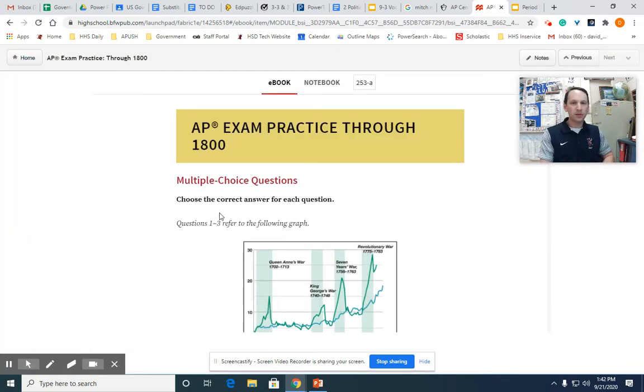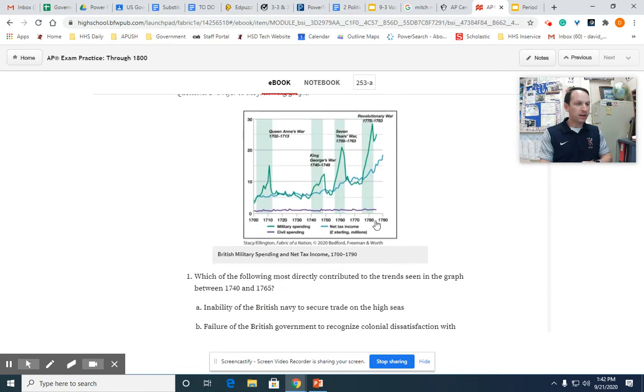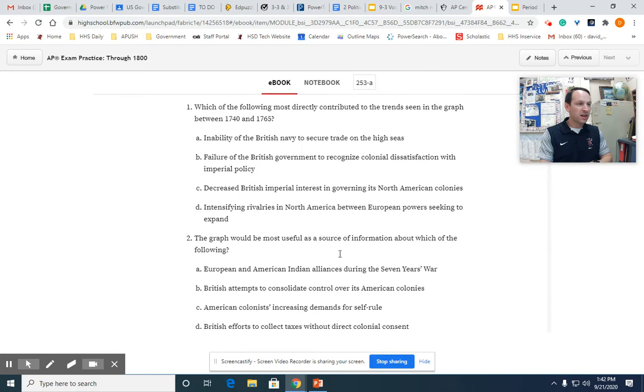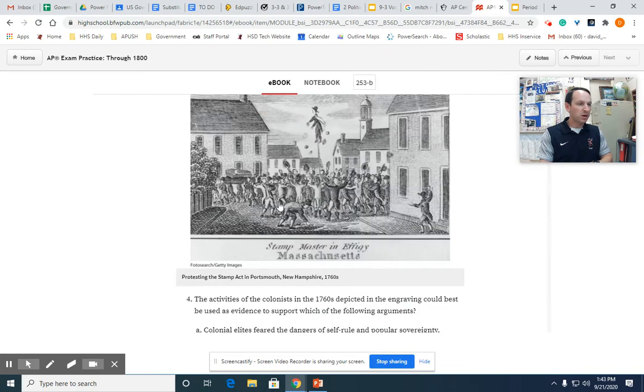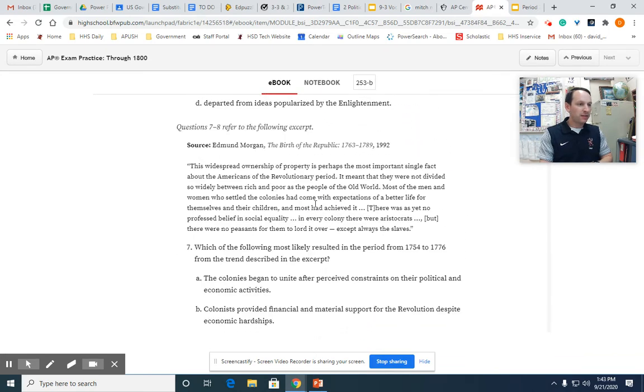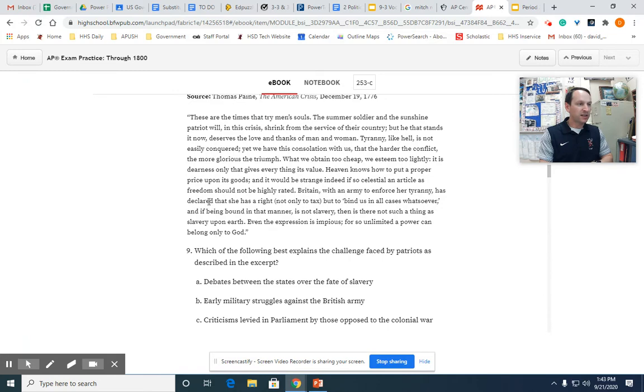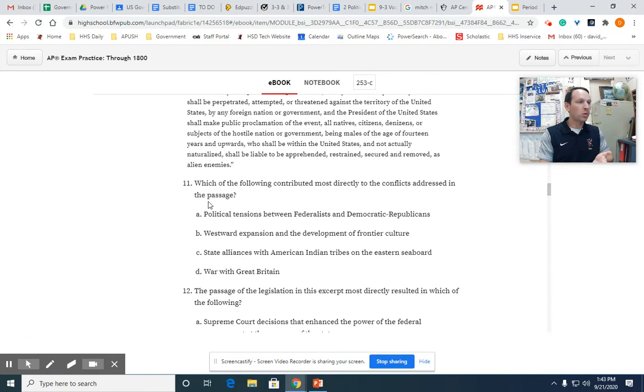What I'll do is I'll post the answers. There are 15 multiple choice questions, each based off of, like this one's based off of a graph. The next one is based off of a political cartoon. The next is based off of a short excerpt. This would be really good practice for you if you're trying to study for your test tomorrow, just to get you in the mindset of what you'll have to do for the last 16 questions.